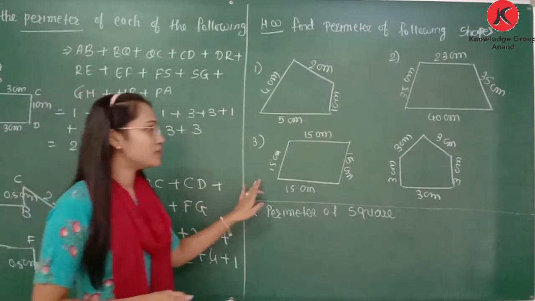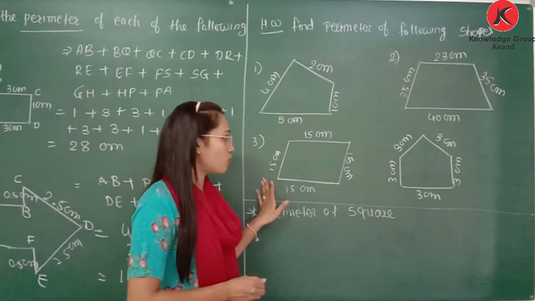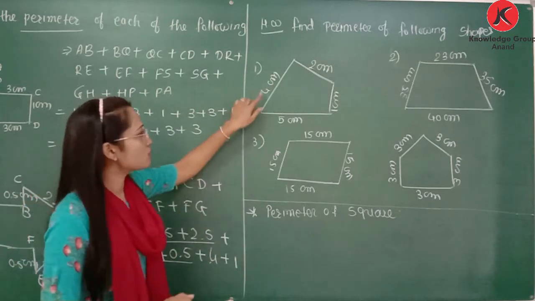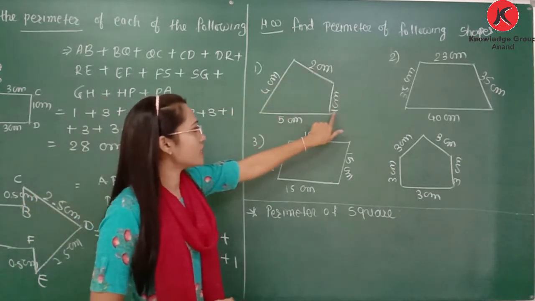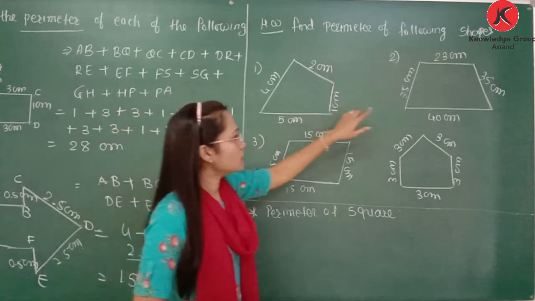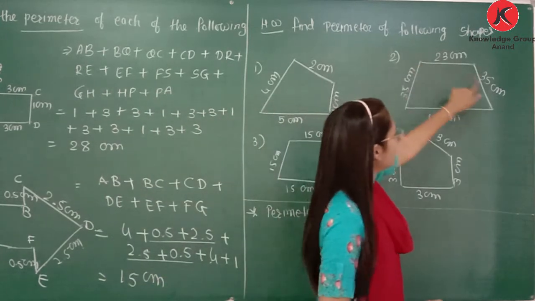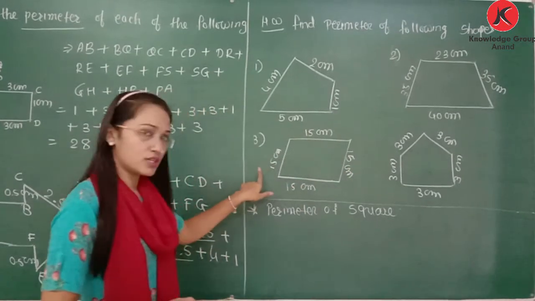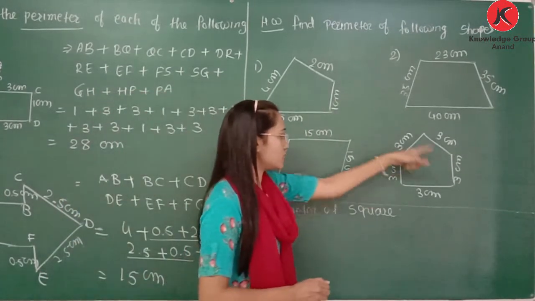Here these 4 examples are given. You need to solve these as homework and find the perimeter of each figure. So this one is 4 centimeter, 2 centimeter, 1 centimeter and 5 centimeter. This is 35, 23, 35 and 40, 15 centimeter, and for this it is 3 centimeter for all lengths.